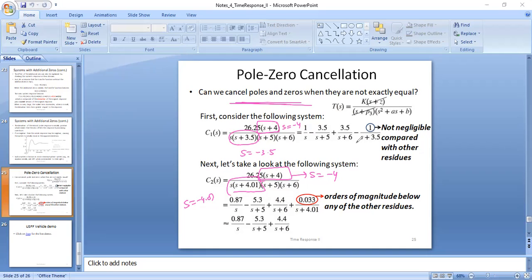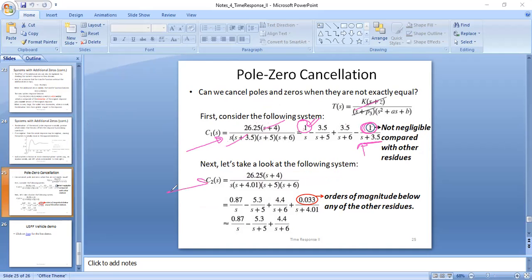Here they say that when you solve this part, when you did the partial fraction, you got 1, 3.5, 3.5, and 1. So you got 1 here also, right? And here you got 1 also. So that means here you cannot cancel this pole and this zero.